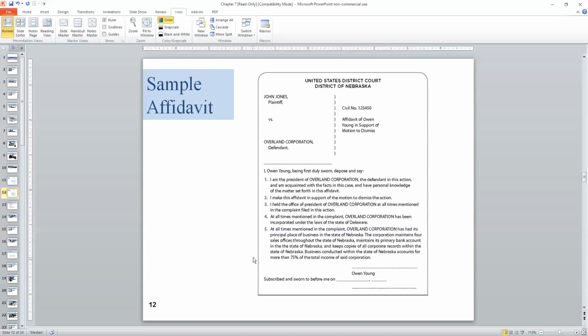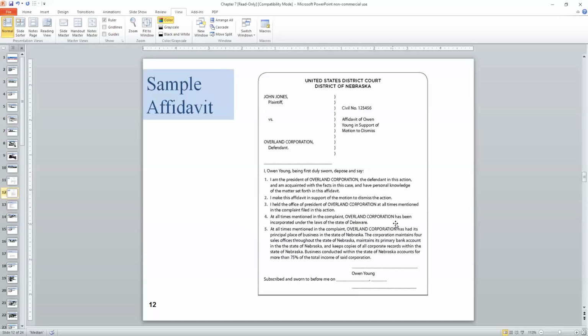At all times mentioned in the complaint, Overland Corporation has had its principal place of business in the state of Nebraska. The corporation maintains 4 sales offices throughout the state of Nebraska, maintains its primary bank account in the state of Nebraska, and keeps copies of all corporate records within the state of Nebraska. Business conducted within the state of Nebraska accounts for more than 75% of the total income of said corporation.